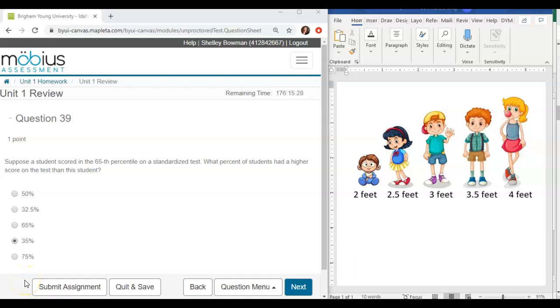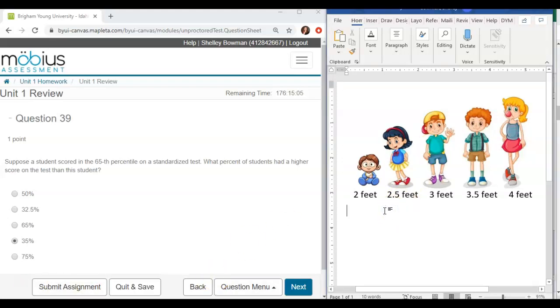Unit 1 review, question number 39. Suppose a student scored in the 65th percentile on a standardized test. What percent of students had a higher score on the test than this student? To the right, you'll see I have an image that is not test scores, but the heights of kids, but they represent kind of the same idea.